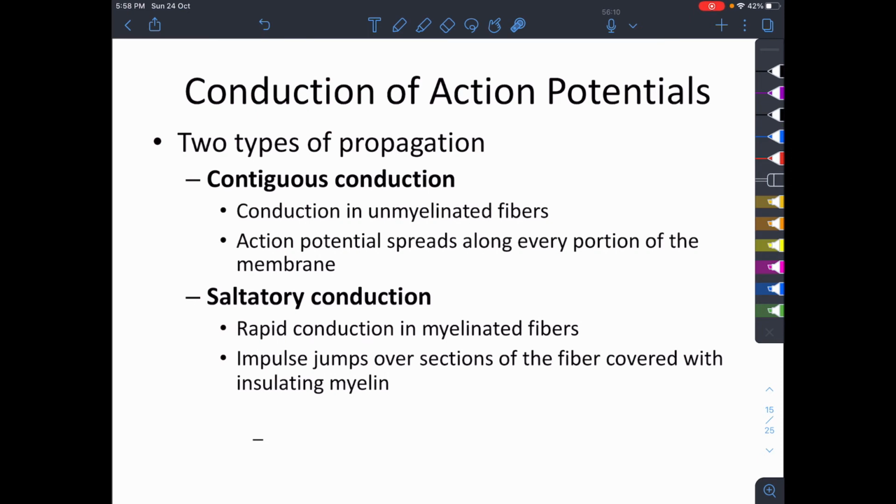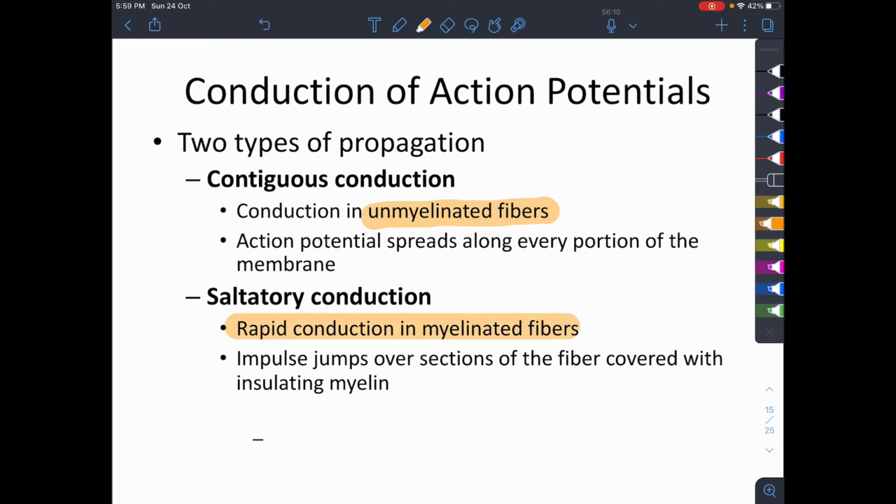Conduction of action potential. Two types of propagation. احنا قلنا propagation اللي معناته انه ينتشر. الاكشن potential دائما ينتشر لما يوصل للاxon terminal. We have two types. We have the contiguous conduction and the saltatory conduction. The contiguous is a conduction in the unmyelinated fibers. The saltatory is rapid in the myelinated.